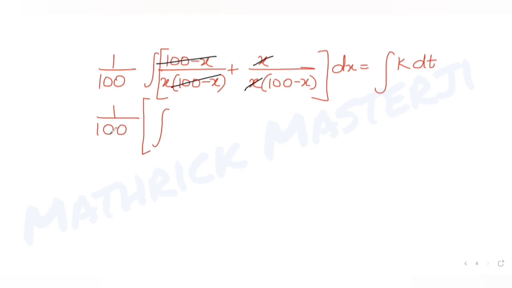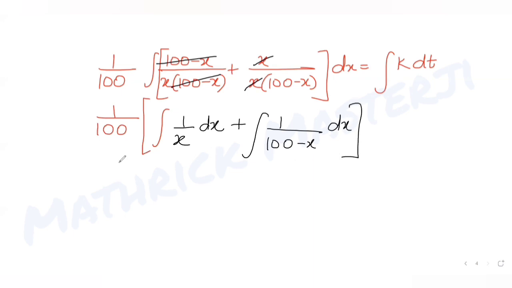This x also gets cancelled. You are left with integral of 1 over x dx plus integral of 1 over 100 minus x dx. So that is the entire thing you have, which is equal to k integral of dt, which is t plus c. Once I have integrated this, I'm just adding my integration constant c.